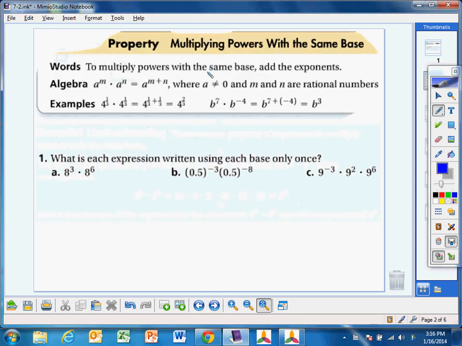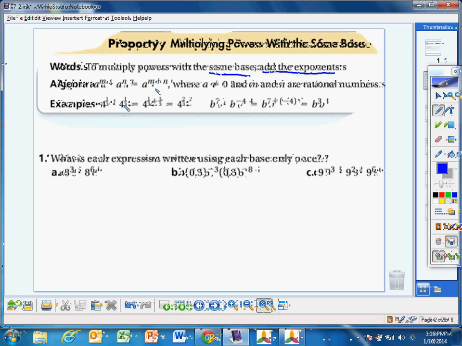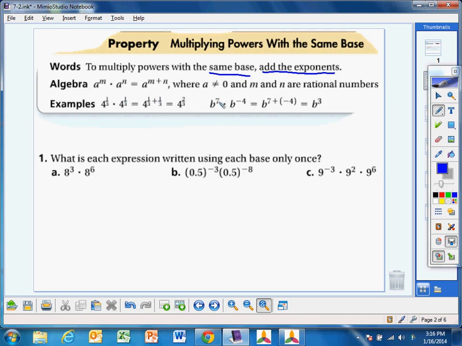So what we're doing is, if we have the same base, we add the exponents. A to the m times a to the n equals a to the m plus n. A cannot be 0, and m and n are rational numbers. 1/3 and 1/3, fractions, those are rational. 2/3, 7 and -4, 3.